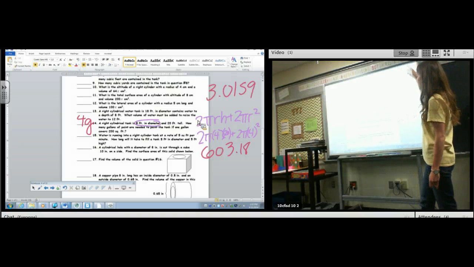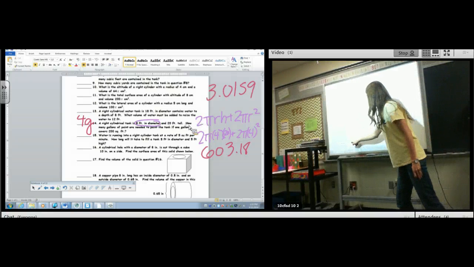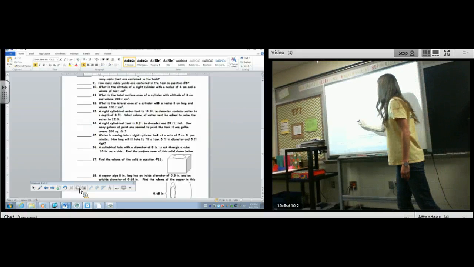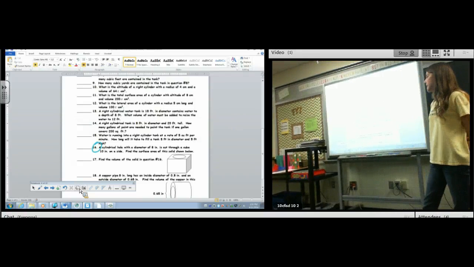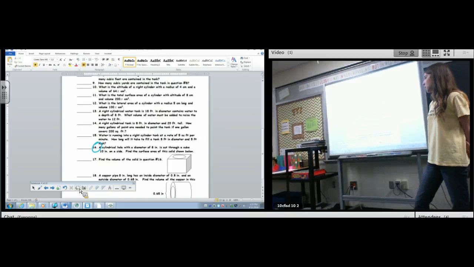Are you ready for 16? It's intense. A cylindrical hole with a diameter of 8 is cut through a cube. Find the surface area of the solid.